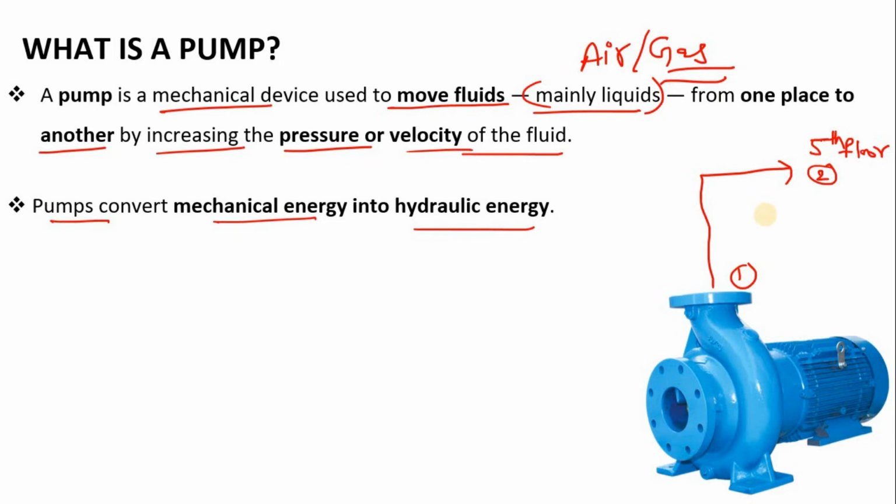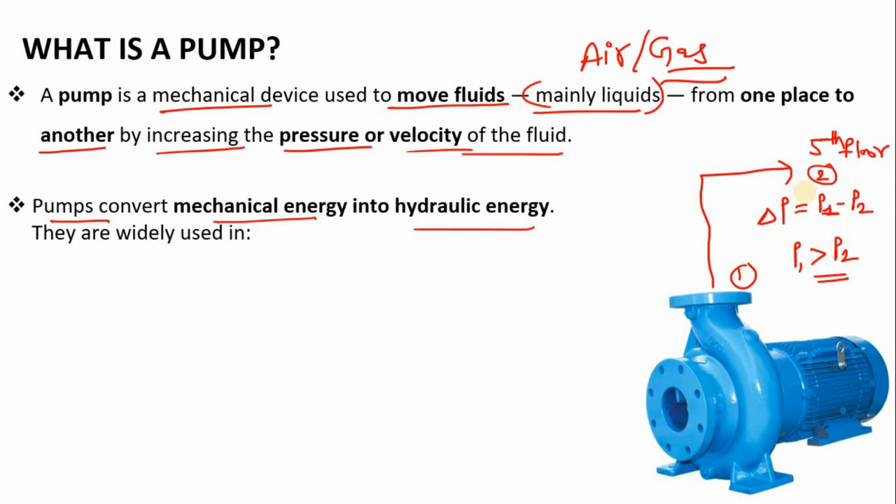You can only transfer fluid from location 1 to location 2 when there is a delta P. What is delta P? That is nothing but P1 minus P2. It means that P1 should be greater than P2. Then only can you transfer your fluid from one location to another location.